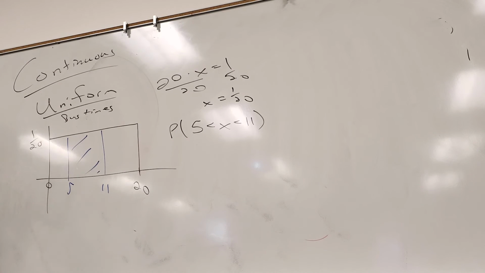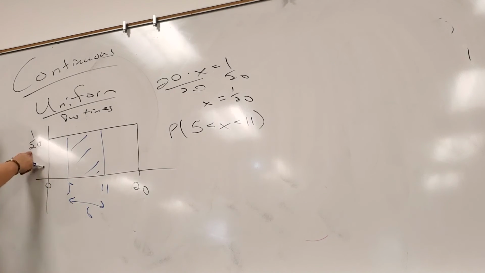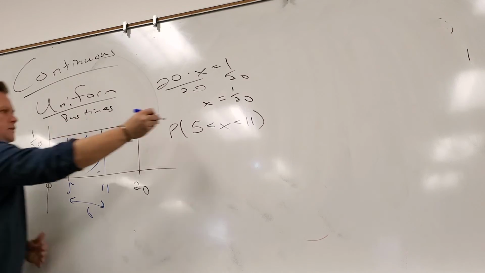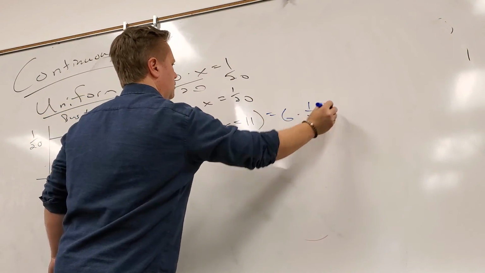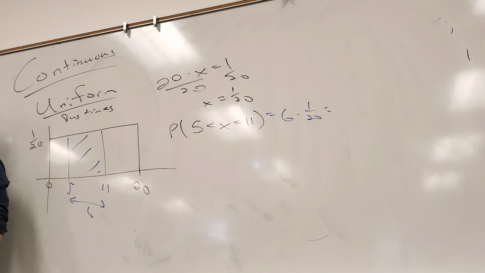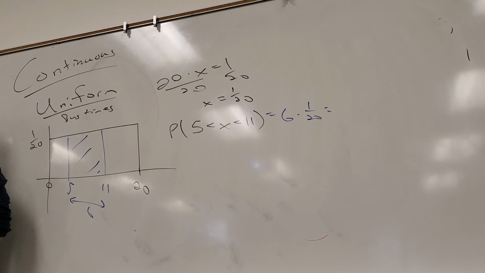So there's a bit of a trade-off. What's the area of this? How wide is it? 6. And how tall is it? Everything's 1/20th in this thing, right? So it's going to be 6 times 1/20th, which comes out to be 30%. You guys with me? Sometimes students want to make it hard because this is supposed to be hard, right? But again, the hardest part about a uniform distribution very often is the height.